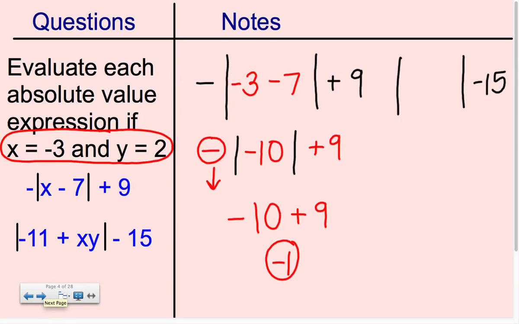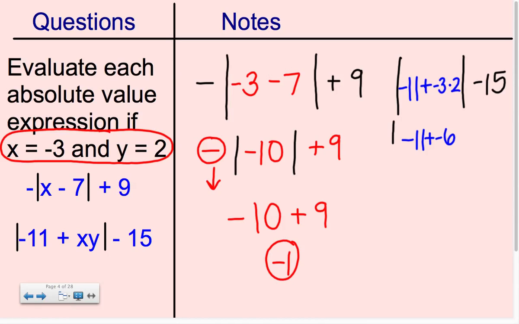Then I've got, in my next one, negative 11 plus x times y, which is negative 3 times 2. Okay, so now I have a little bit more going on in my absolute value bars. I have adding and multiplying. So just like PEMDAS, we know that we have to multiply first. So negative 11 plus negative 3 times 2 would be negative 6.